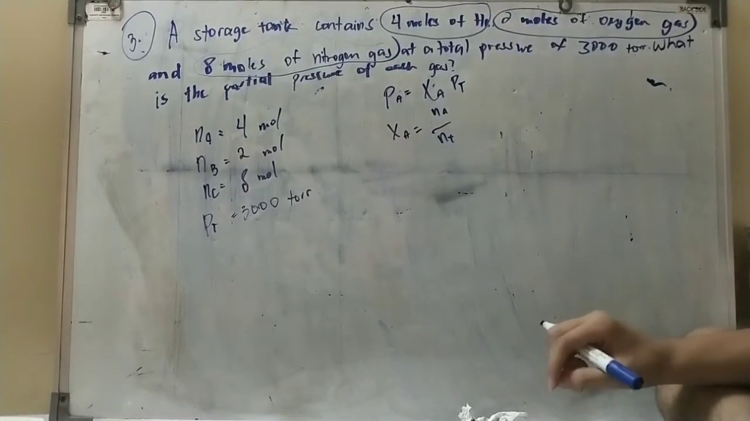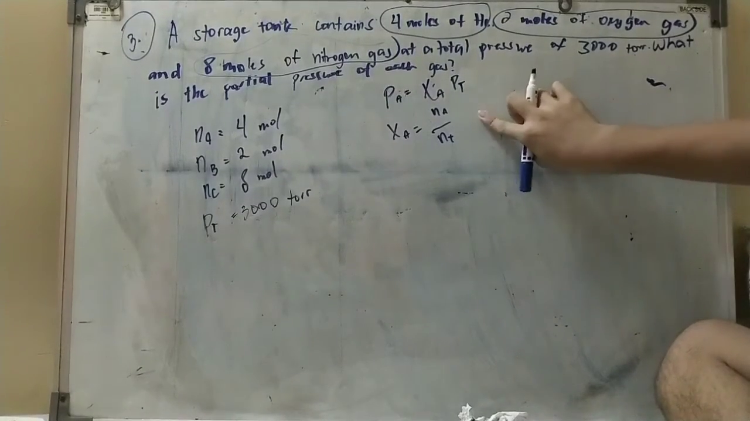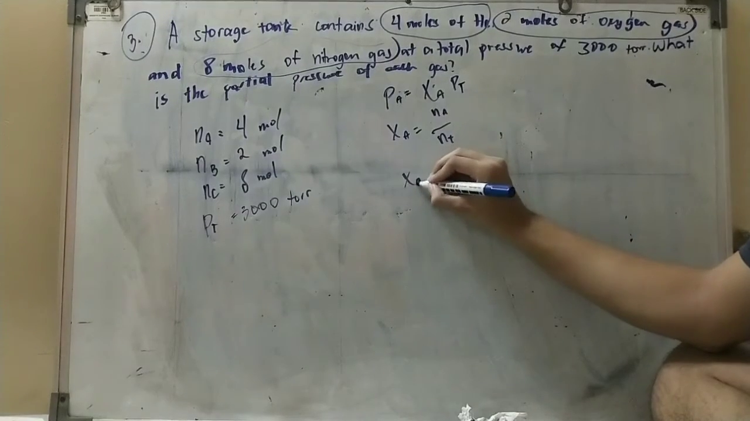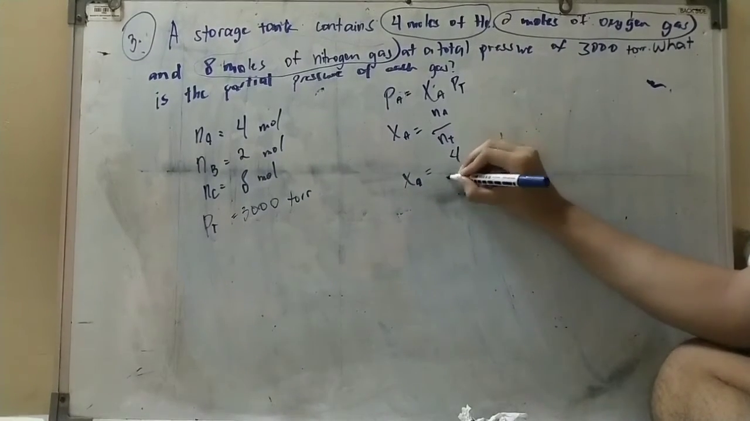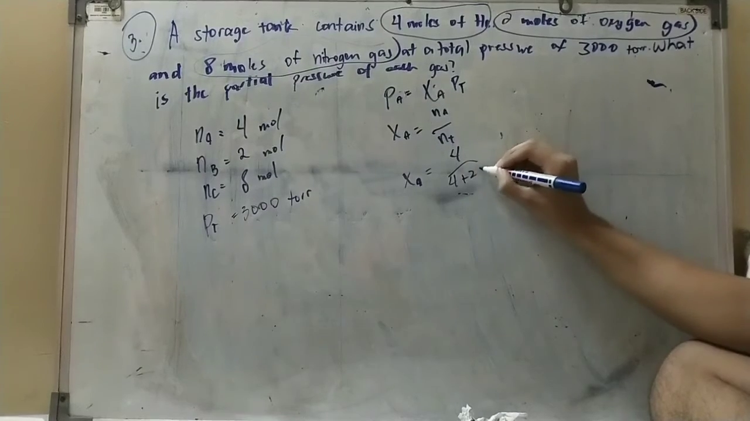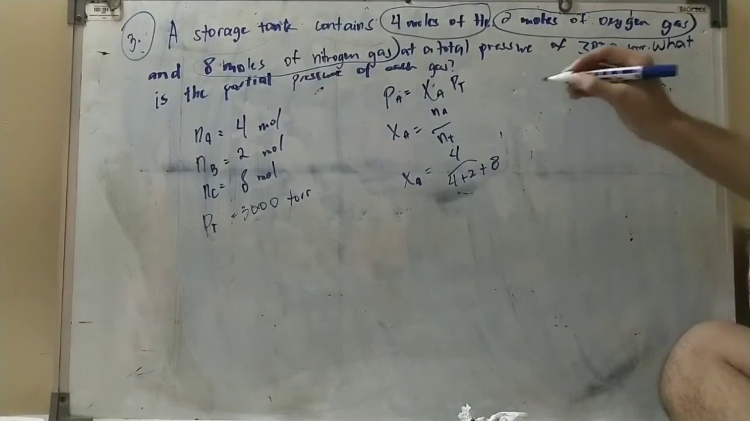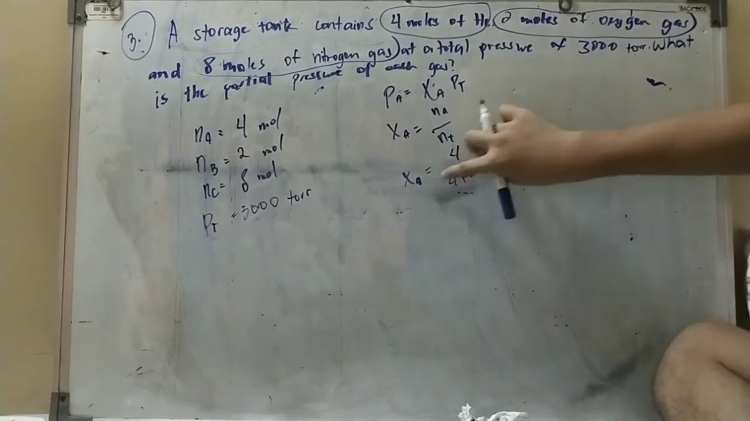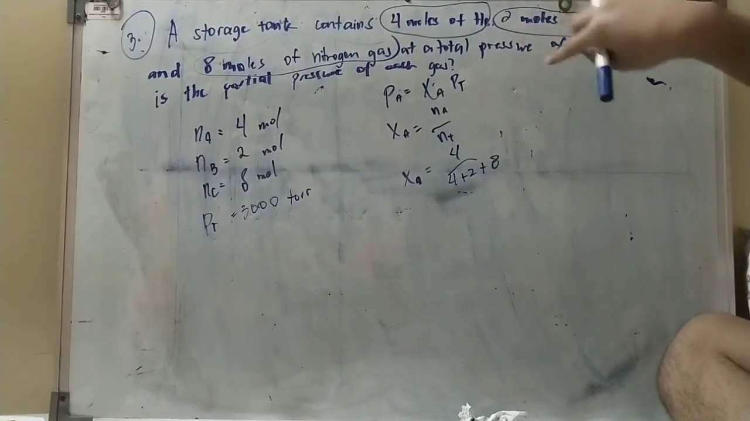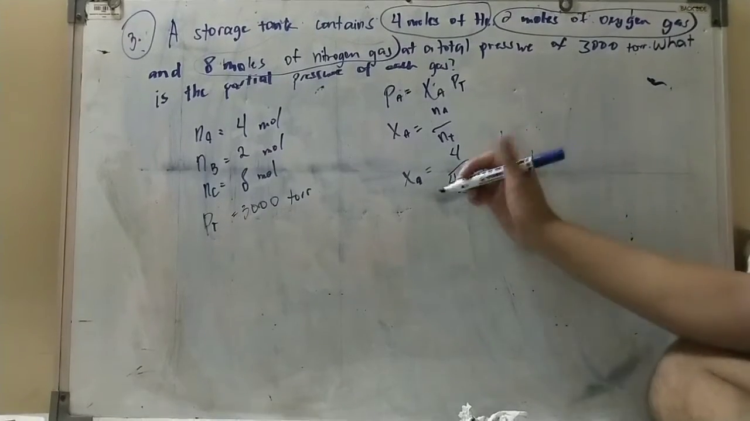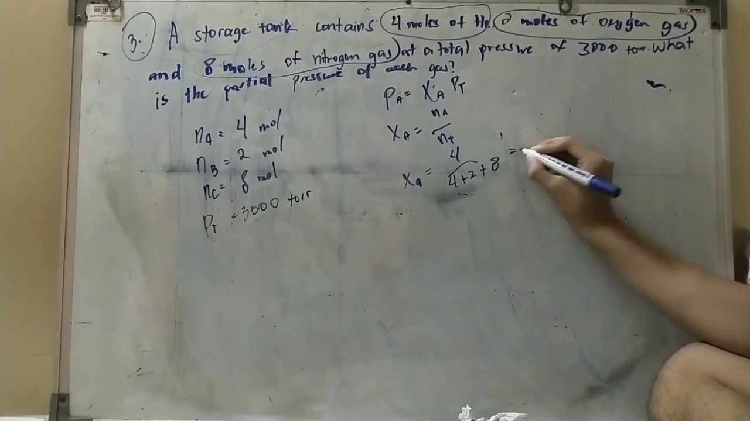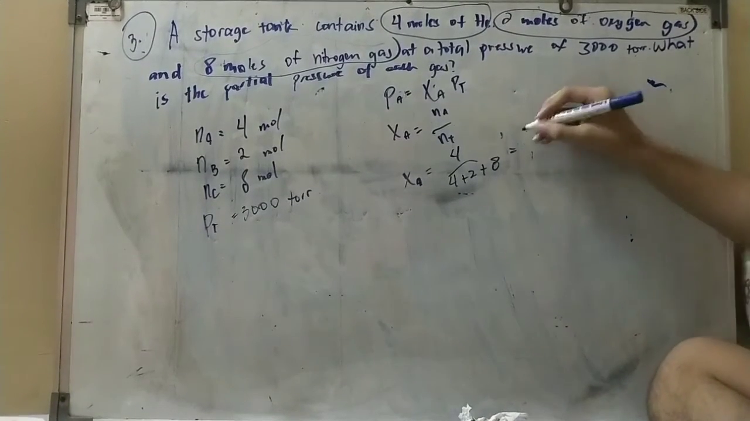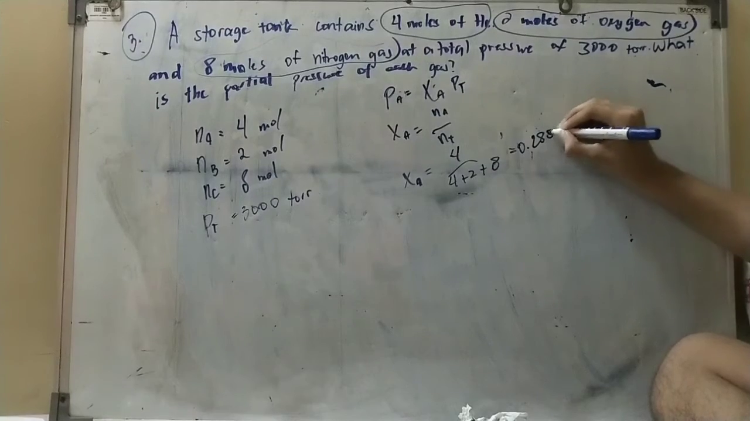Now what we must first do is to substitute it with the formula, which is Xa is equal to 4 over 4 plus 2 plus 8, because these are the total moles of this equation. Now we need to solve it. So 4 over 14 is 0.2857.